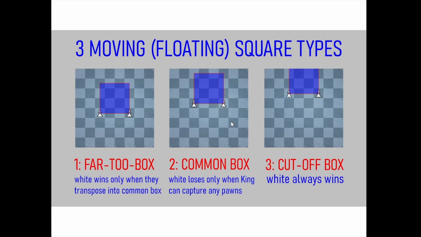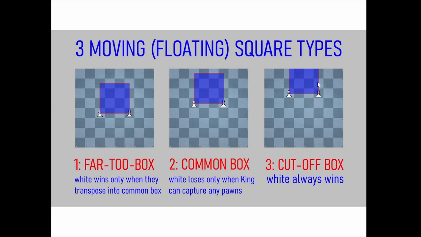And in the middle of the picture, we can see the common box. With the common box, the task is way easier. Why? Because white loses only when the king can capture any pawns. What does it mean? In practice, the black king needs to be on one of the squares in contact with the pawns, and whenever the black king captures one of the pawns, it can capture the other if the white king doesn't support the pawns. And on the right side, it is the idea that if there is the cutoff box, white always wins. Why? Because no matter where the black king is, if one pawn is captured, the other advances.